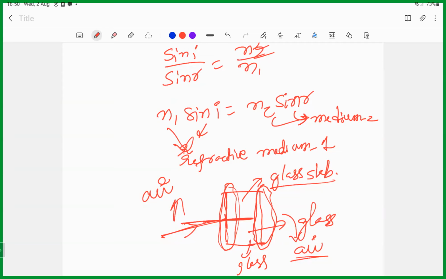If the light is traveling from rarer to denser, it means the refractive index of medium 1 is low, so N1 is less than N2. Denser to rarer means N1 is greater than N2, right? First case N1 less than N2, second case N1 greater than N2. So rarer or denser is always defined with respect to another medium. It's not absolute.